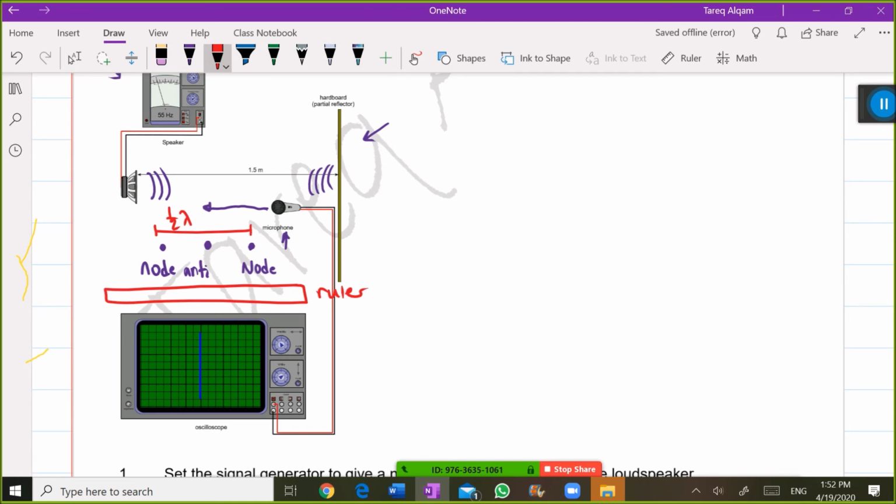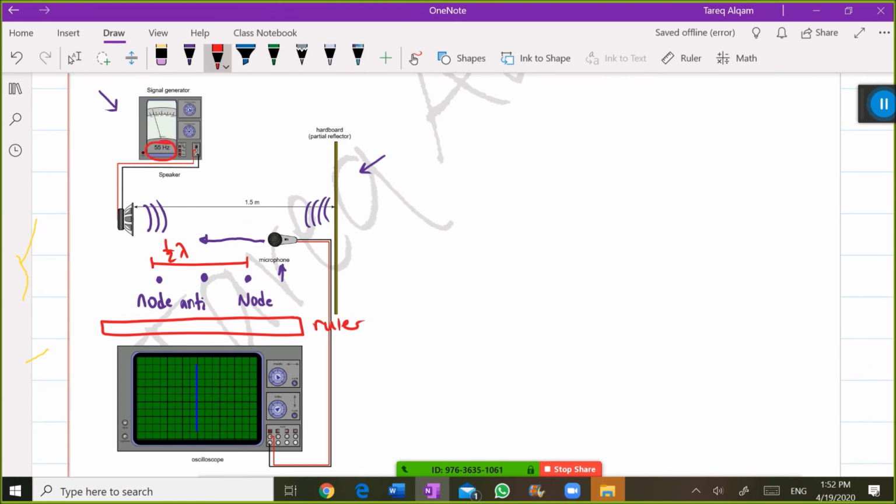So if I measure the distance between two successive nodes, I can find the wavelength. I have the frequency here, so I can measure the speed of sound. This is another way, guys, of measuring the speed of sound, using the standing waves formed between the loudspeaker and the reflector. You will be asked about these things, pay attention. By measuring the distance between two successive nodes, which is half lambda, you can find lambda. After that, the frequency is found from the frequency generator or loudspeaker.